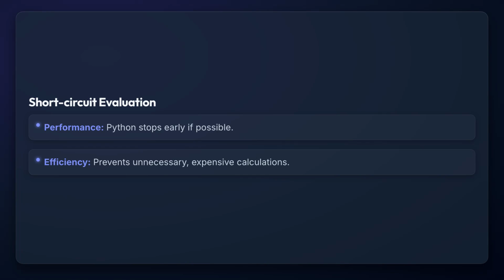Python uses short-circuiting to save processing time. For an AND operation, if the first condition is false, Python doesn't even look at the second one because the result is already determined. This is great for efficiency. Just make sure your most resource-heavy checks come last in your expression.